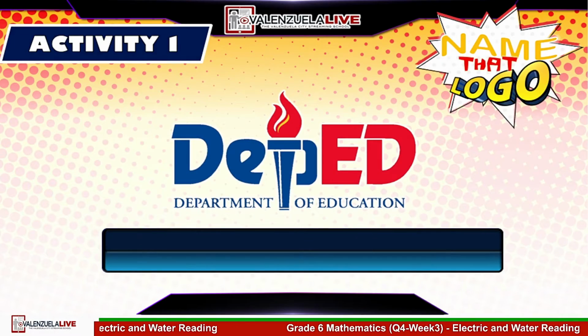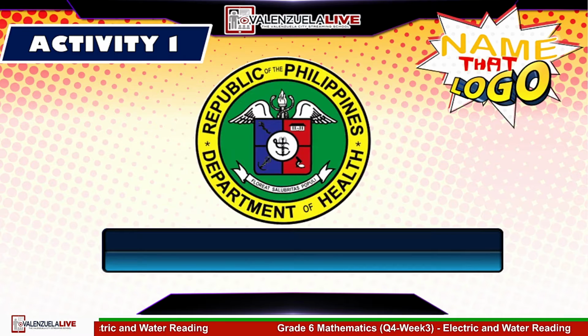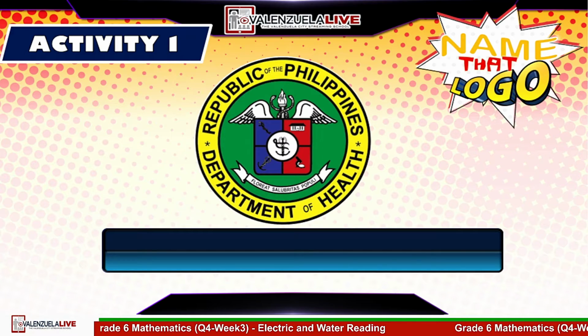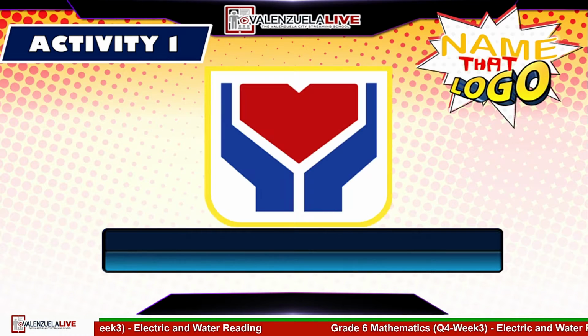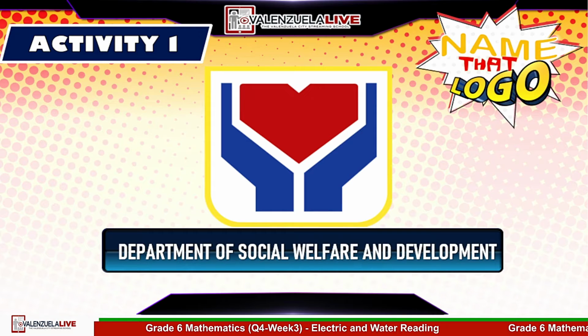Let's have number 1. What agency is represented by this logo? Great job! The answer is Department of Education or DepEd. For number 2, how about this logo? If your answer is DOH or Department of Health, you got it right. Next, number 3. What agency is represented by this logo? Correct. DSWD or Department of Social Welfare and Development.